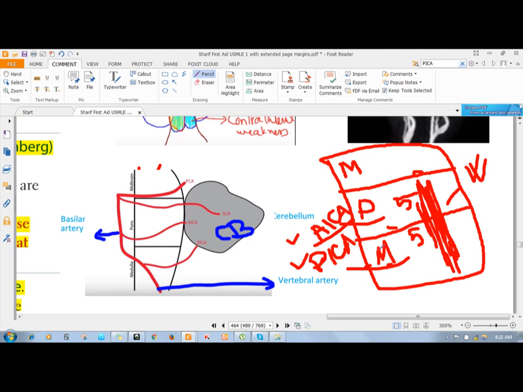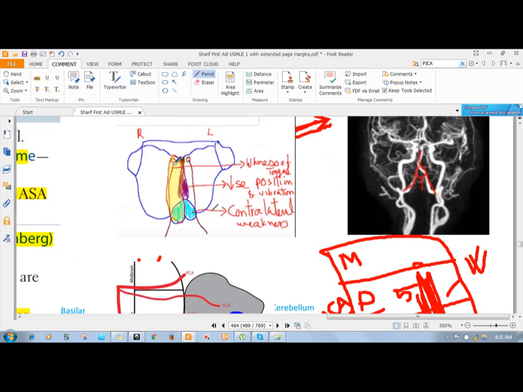And we have another syndrome called the medial medullary syndrome. This occurs due to a lesion of the anterior spinal artery. Remember, the anterior spinal artery runs in front of the medulla, and also in front and in the mid portion of the medulla. So this image I collected from YouTube.